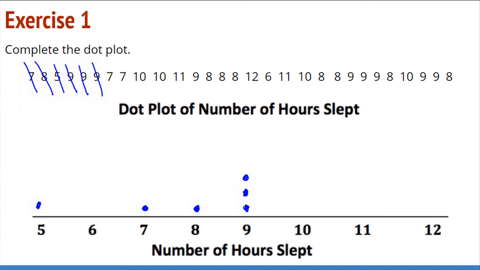Now if I have more than one of a number, I just keep adding dots going up. I've got 2 7s, and I'll complete this process for the entire data set. So this would be a time to pause the video and complete your data set. And when you have finished your data set, then unpause the video.